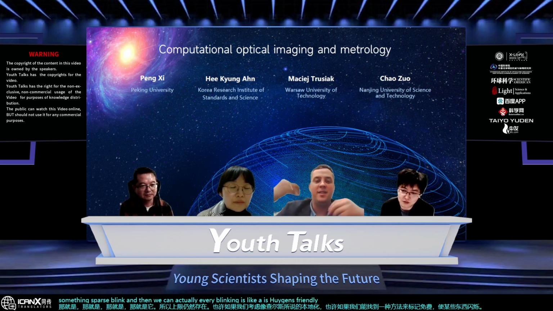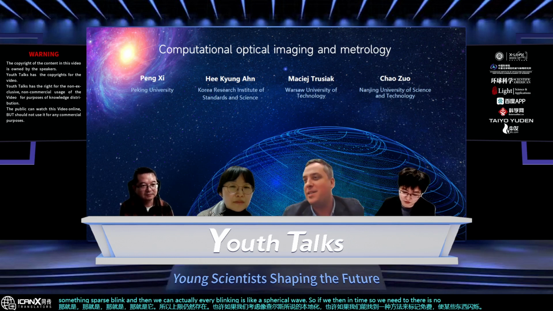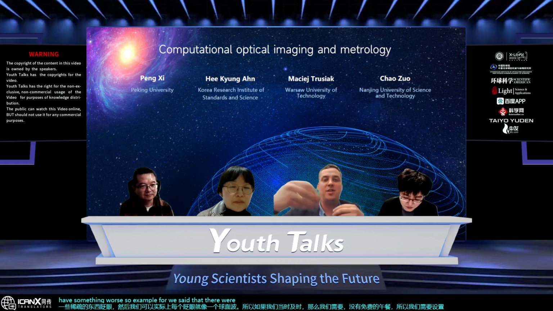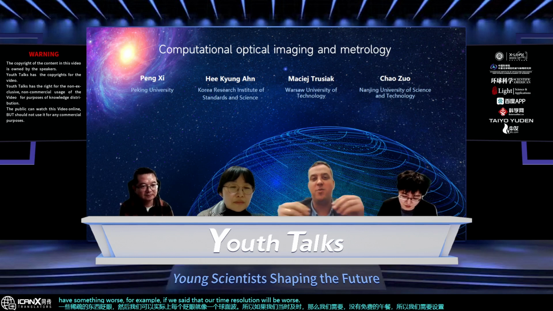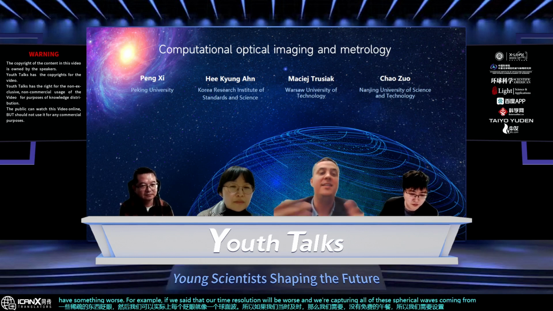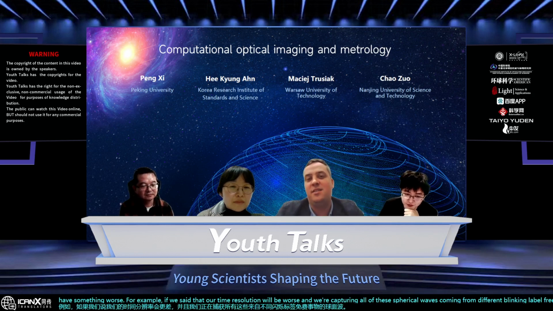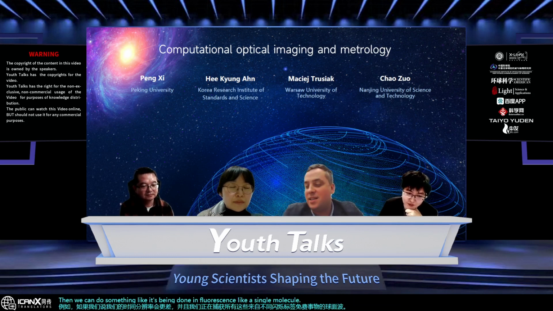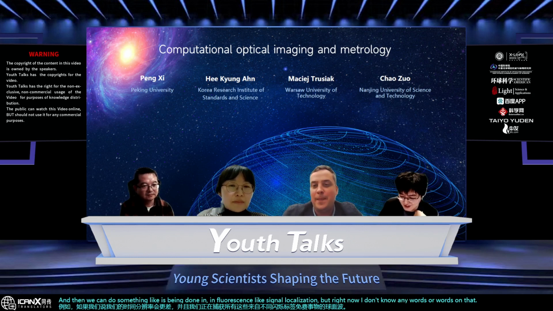So in time, there is no free lunch, so we need to have something worse. For example, our time resolution would be worse, and we'd be capturing all of these spherical waves coming from different blinking label-free things. Then we can do something like what is done in fluorescence, like single molecule localization. But right now I don't know of any works on that. So right now label-free phase imaging is still upper limited.